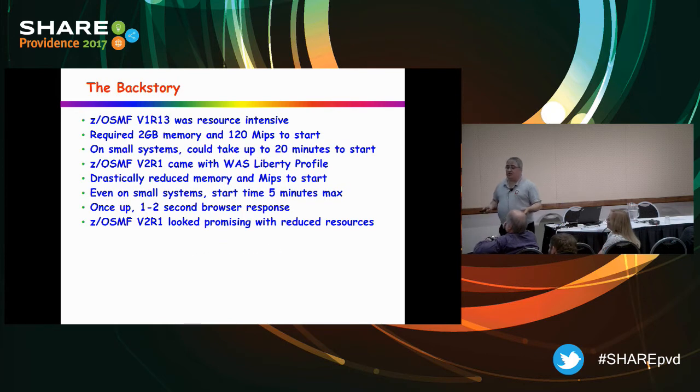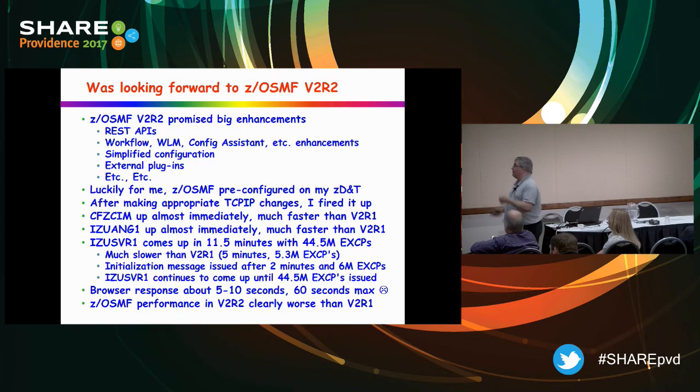So for z/OSMF, if we go back, z/OSMF 1.13, we remember, was really resource intensive. It required 2 gig, 120 MIPS to start. On small systems, it could take 20 minutes, 45 minutes, an hour. With 2.1, we got the WAS Liberty profile, drastically reducing memory and MIPS to start it up. Even on small systems like mine, it was a 5-minute max startup. Once up, you got a 1 to 2 second browser response. And z/OSMF V2R1 looked really promising. With all the reduced resources, it looked like we might have a viable platform.